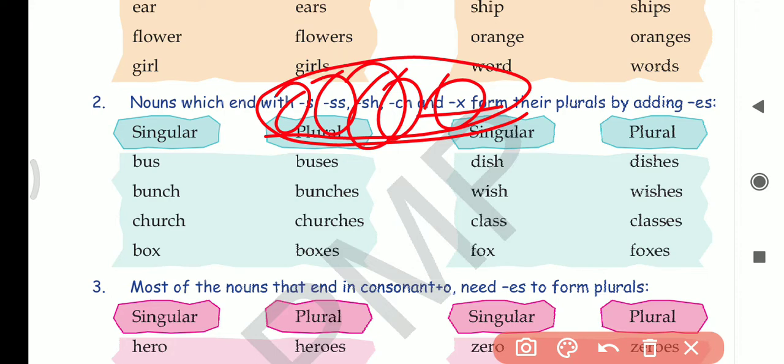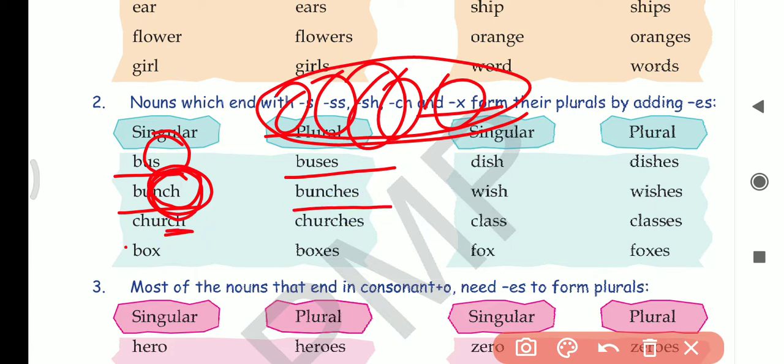For example, bus, it is ending in s, buses. Bunch, the last two letters are ch, bunches. Church, again it is ending in ch, churches. Box, it is ending with x, so es is added, boxes. Dish, dishes. Wish, wishes. Class, classes. Fox, foxes. So this is also a very simple rule.